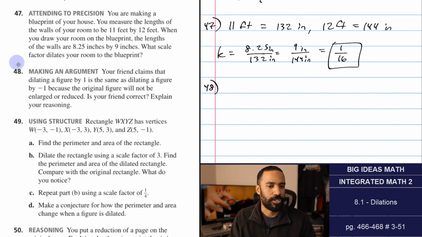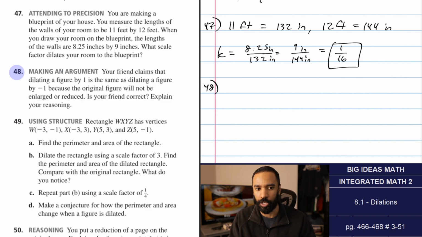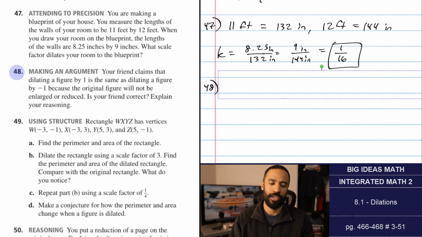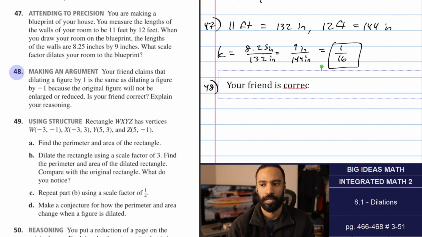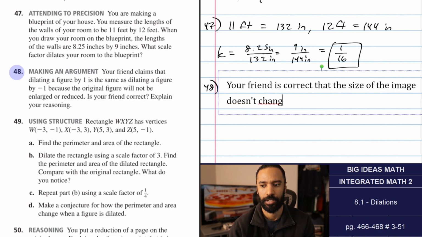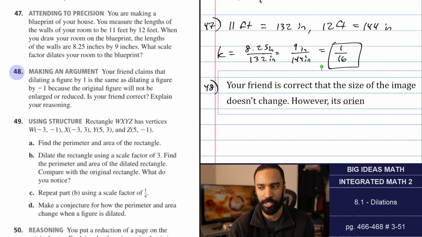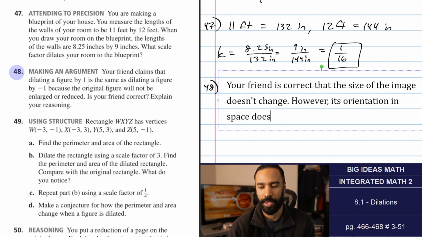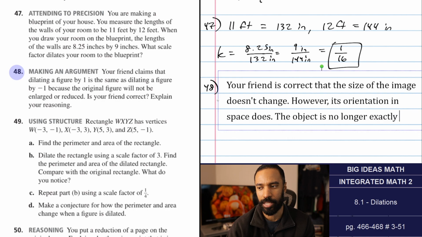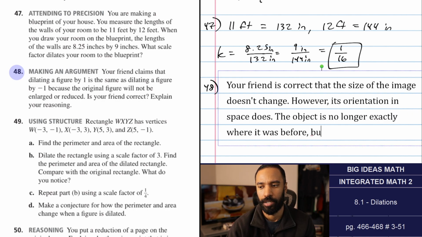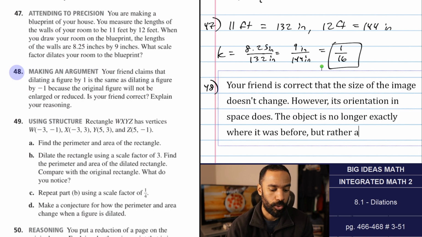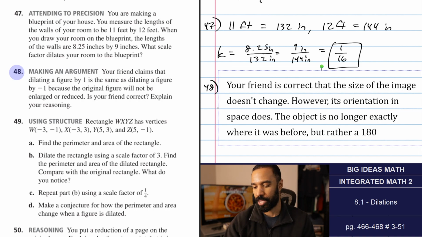All right, making an argument. Your friend claims that dilating a figure by 1 is the same as dilating a figure by -1 because the original figure will not be enlarged or reduced. Is your friend correct? Explain your reasoning. Sort of. Your friend is correct that the size of the image doesn't change. However, its orientation in space does. The object is no longer exactly where it was before, but rather it's truly a 180-degree rotation about the center.